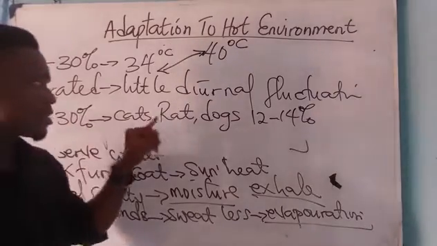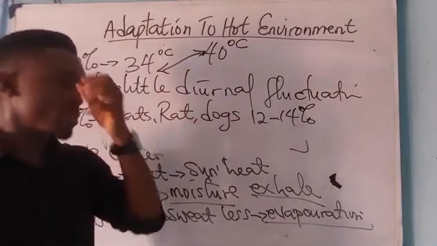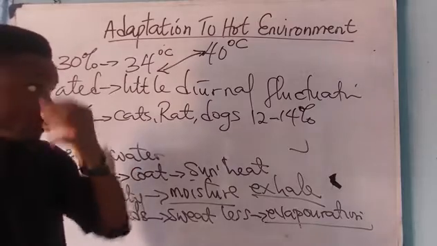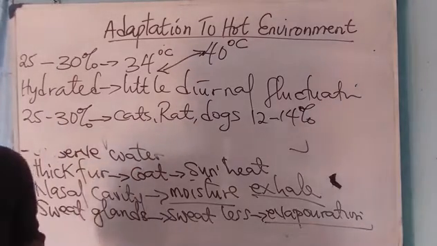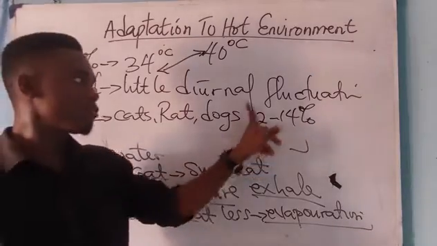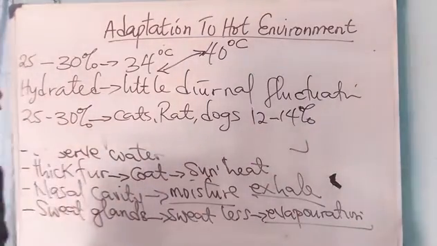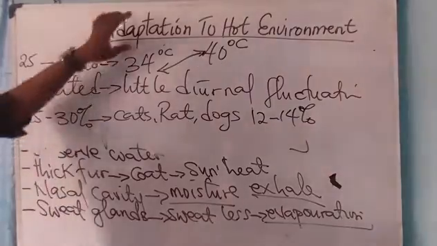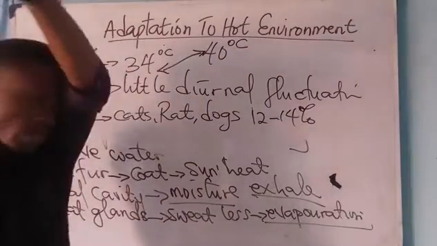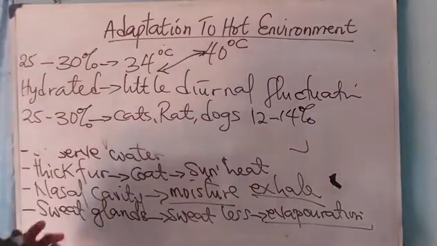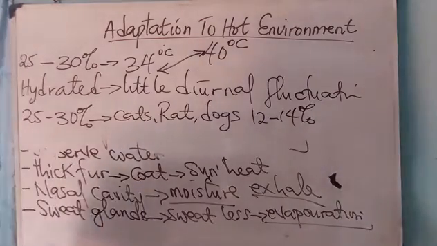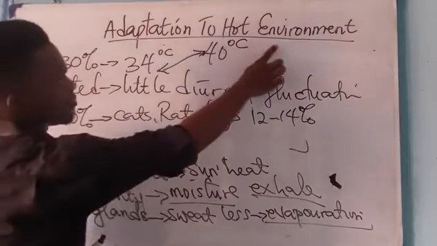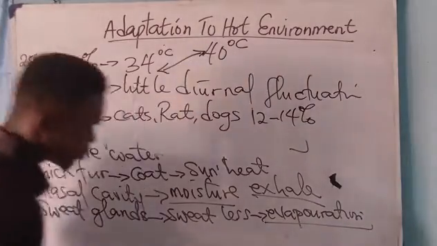But rats, rabbits, dogs, they have what? Little tolerance, or they cannot even tolerate what? Diurnal fluctuations, and it's just 12 and what? 14. Take note of that. Apart from camels, there are other organisms in the desert that can actually withstand hot environments through different processes.